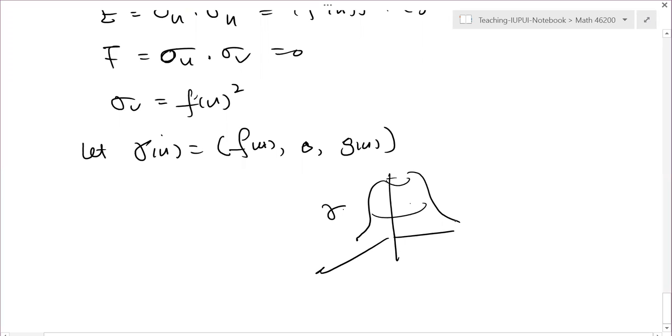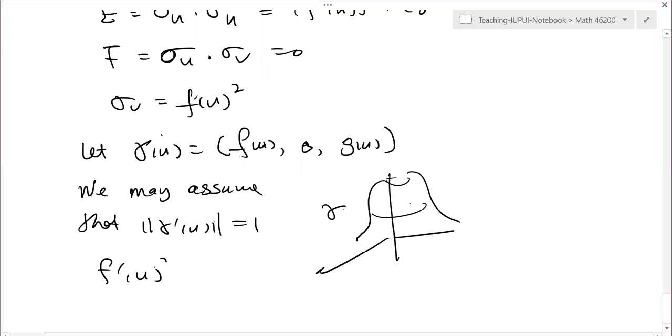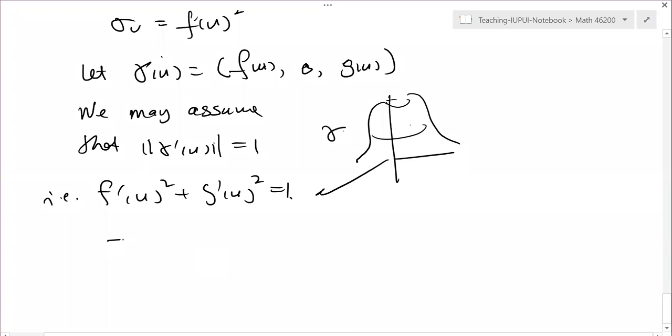we may assume that the length of gamma prime u is going to be 1. That means f prime u squared plus g prime u squared equals 1, right? So in that case, my E is going to be 1, F is 0, and G is just f of u squared.